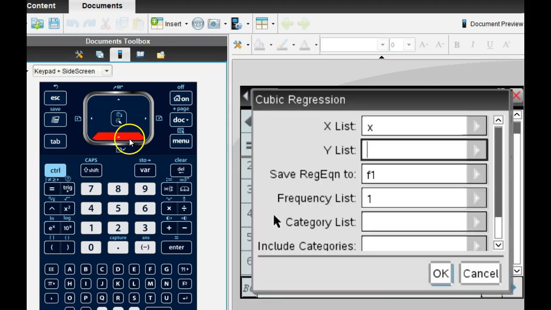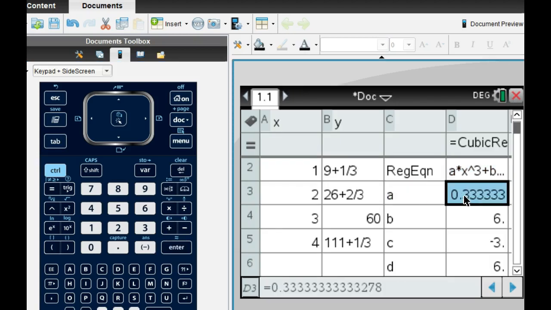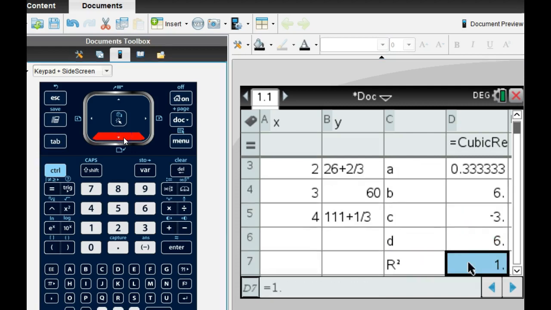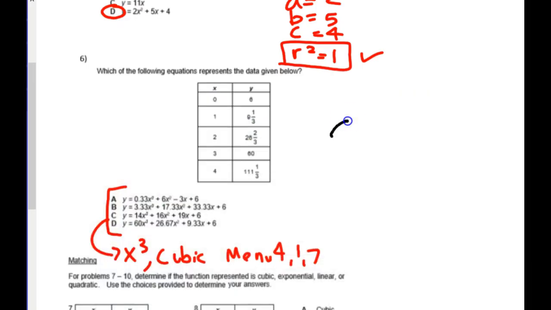X for x, y for y. Enter. So A is 0.3 repeating, B is 6, C is negative 3, D is 6, and then our R squared is 1. Yay! So basically A is 0.3, 6, negative 3, 6.